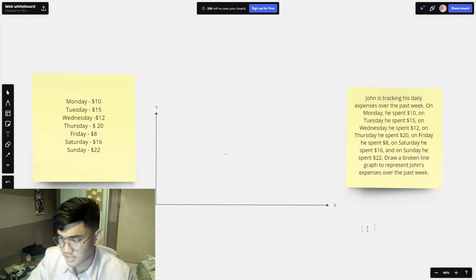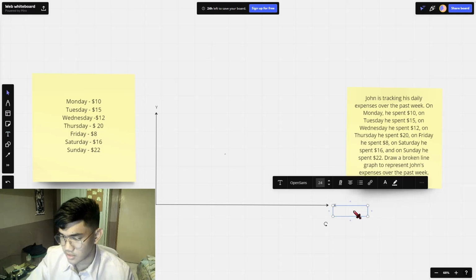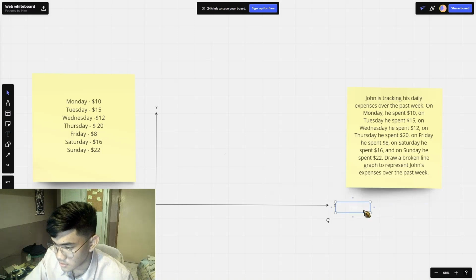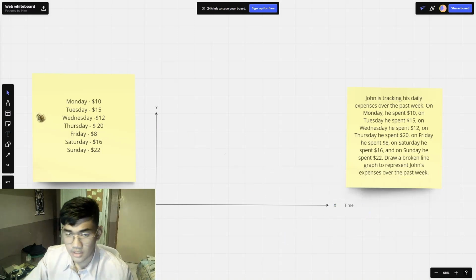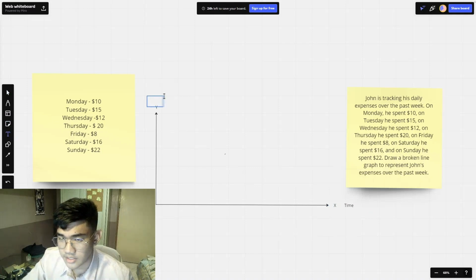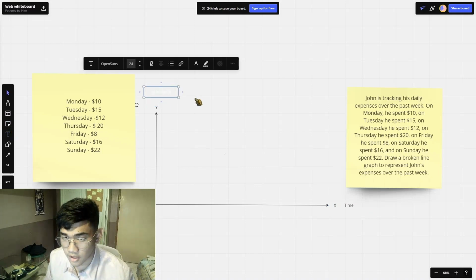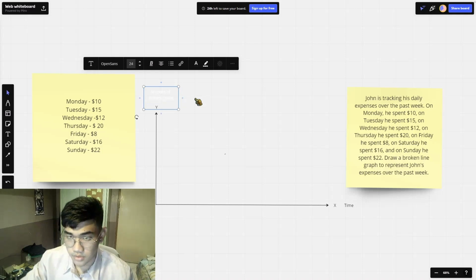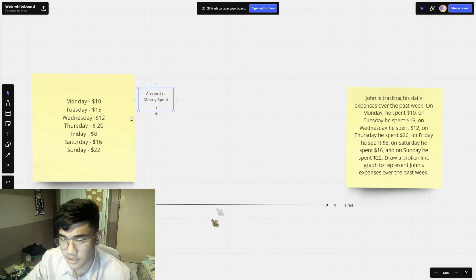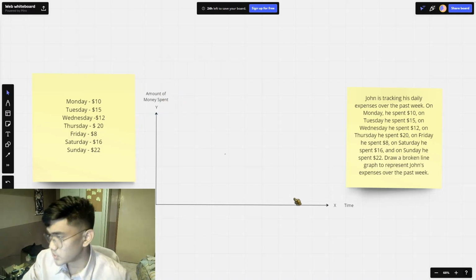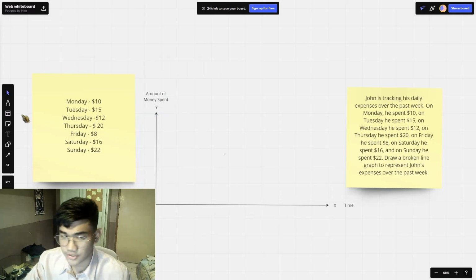The x-axis will be labeled as the time axis. So let's place that over there. The y-axis will then be labeled as the amount of money spent. So let's center that there. The next thing to do is to write the scales that show the interval.